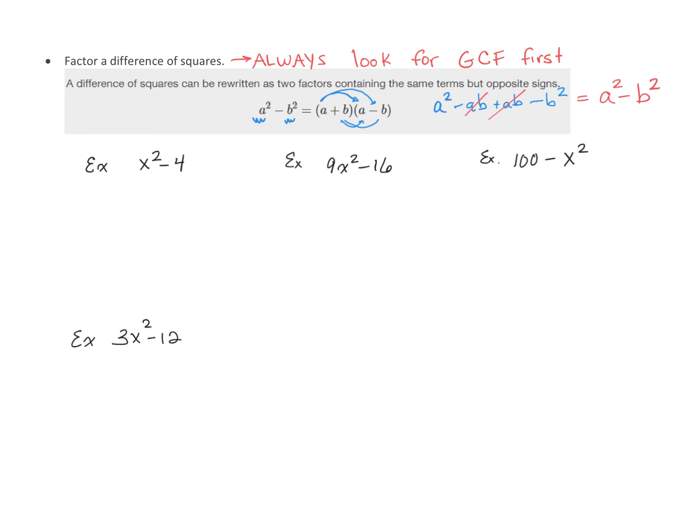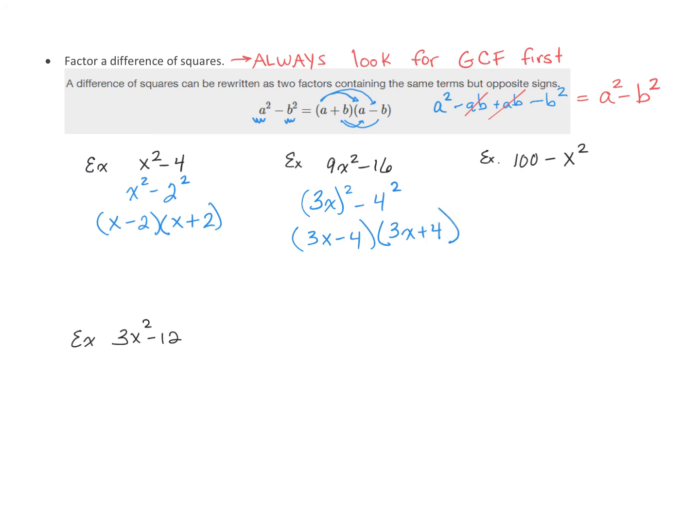Always, always look for your greatest common factor first. So this one is x squared minus 2 squared, right? So this is going to be x minus 2, x plus 2. I'm going to rewrite this one. Oh, excuse me, it's not a 9, is it? What's squared there is the 3. So we're going to write 3x, quantity squared, minus 4 squared. And then we'll get 3x minus 4 and 3x plus 4.